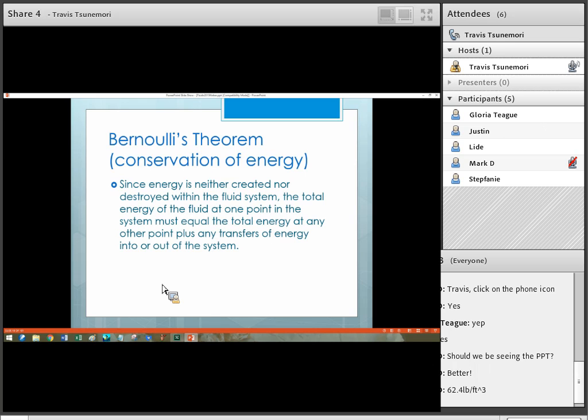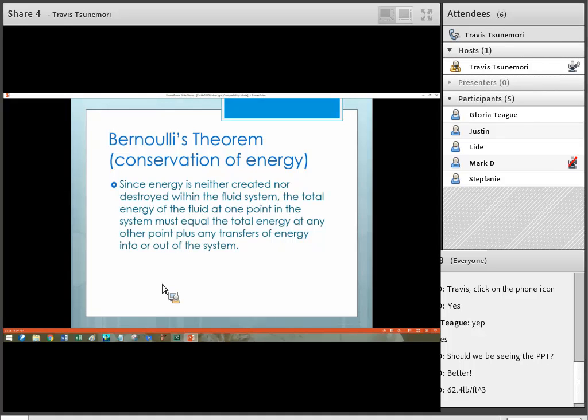Okay, well, let's go on to Bernoulli's Theorem, which is conservation of energy. And Bernoulli's Theorem says that since energy is neither created nor destroyed within the fluid system, the total energy of the fluid at one point in the system must equal the total energy at another point, plus any transfers of energy into or out of the system.